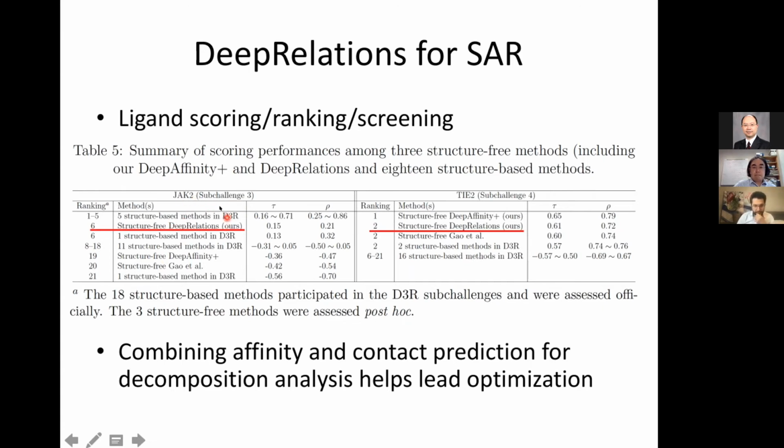By the way, it's post-hoc. And we also, interestingly, in this case, the structure-free methods worked better than all the community structure-based methods. So I don't think they can replace the structure-based methods. When structure is available, you can use them. But I think this is a great indication of interpretability actually doing something useful. And you can use this interpretability for lead optimization as well. I won't show it due to the time limit.